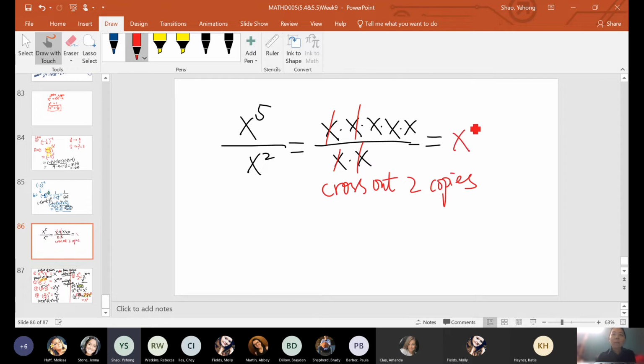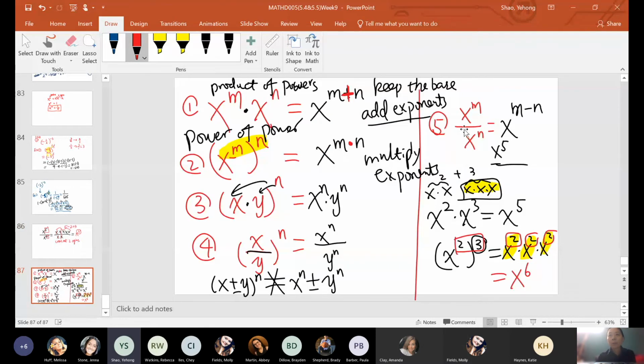So how many are left? 3 left. Why? Because on top we got 5 copies, and after you cross out 2 of them, you're gonna have 3 left. So the formula is the top exponent minus the bottom exponent, 5 minus 2. Okay, so go back to look at this formula. That's why when we have division, we take the top exponent minus the bottom, so m minus n, okay?